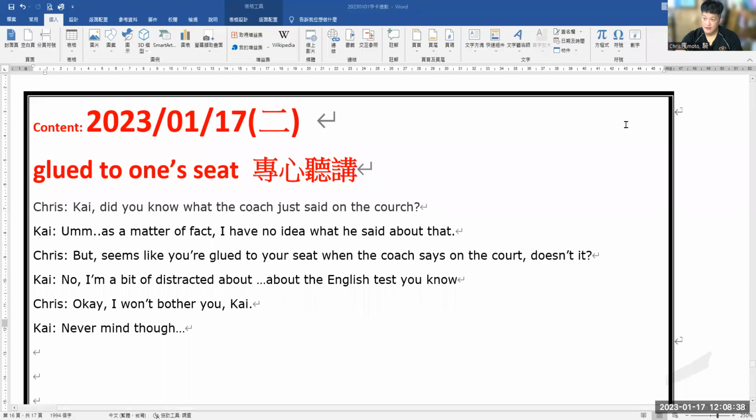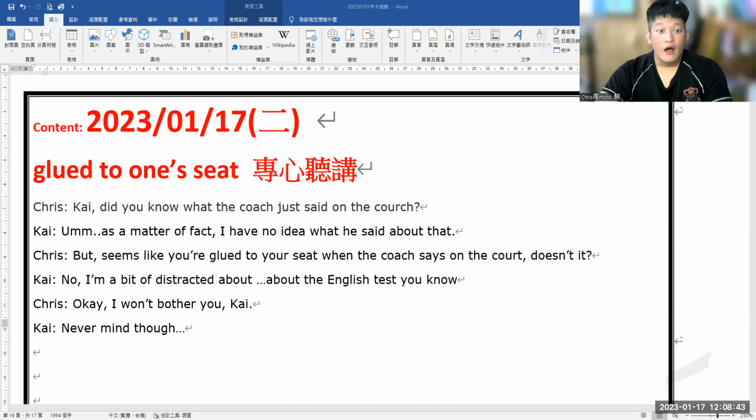Today is January 17th. 今天是1月17日。Chris 要跟各位分享这一个动词片语的部分。等我一下哦。Okay, guys, let's take a look at this article below.